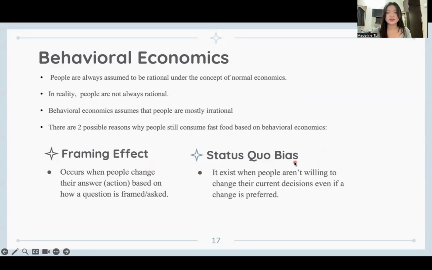The second possibility is due to status quo bias. This exists when people aren't willing to change their current decisions, even if a change is preferred. So, for example, people continue to buy fast food because it is fast and saves time, despite knowing the fact that if they continue to eat it, it may lead to premature death. However, if they spend more time eating healthier food, it will lead to a healthier lifestyle.